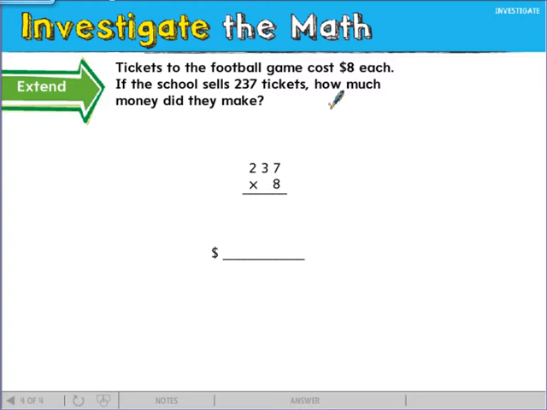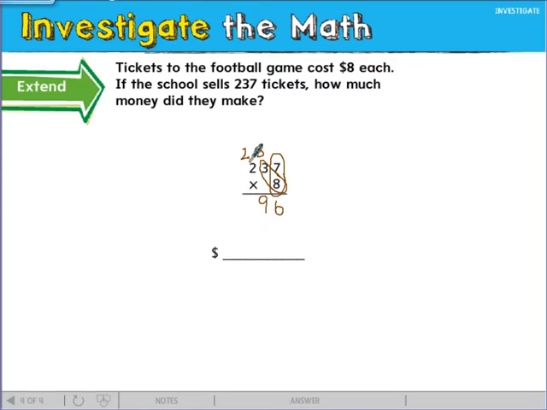Our first step is going to be to multiply 8 times the digit in the ones place, which in this case is 7. So 8 times 7 is 56. So we put our 6 down here. We regroup our 5 to the tens place. Our next step is going to be to multiply 8 times the digit in the tens place. 8 times 3 is 24. Now we have to add 5 to it. 24 plus 5 is 29. We put our 9 down and we carry the 2 or regroup it over to the hundreds place.